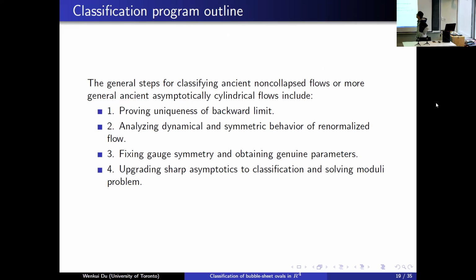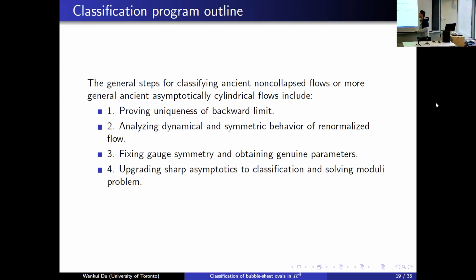non-ancient asymptotic cylindrical flows. The first step, we can regard it as a Morse flow. We classify the Morse flow, an infinite dimensional Morse flow. And the first step is to prove the uniqueness of the backward limit. And this step is basically the uniqueness of cylindrical tangent flows. And the second step is that we need to analyze how this flow backwardly gets close to the critical points, these cylindrical shrinkers, and also to study its symmetrical behavior.